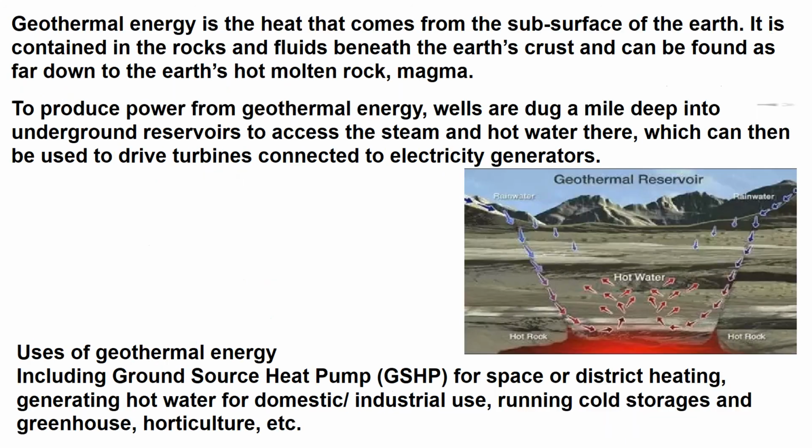The next comes geothermal energy. Geothermal energy is the heat that comes from the subsurface of the earth. It is contained in rocks and fluids beneath the earth's crust and can be found as far down as the earth's hot molten rock, magma. To produce power from geothermal energy, wells are dug a mile deep into underground reservoirs to access the steam and water there, which can then be used to drive turbines connected to electricity generators.